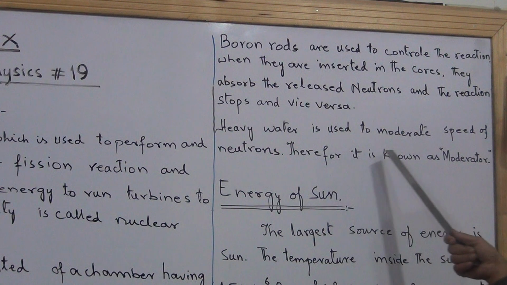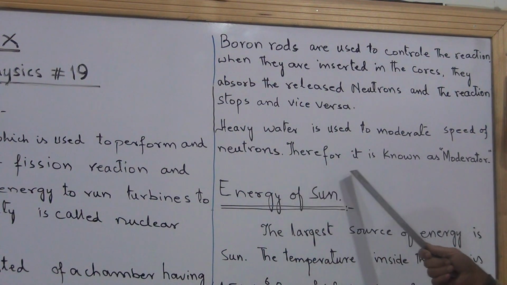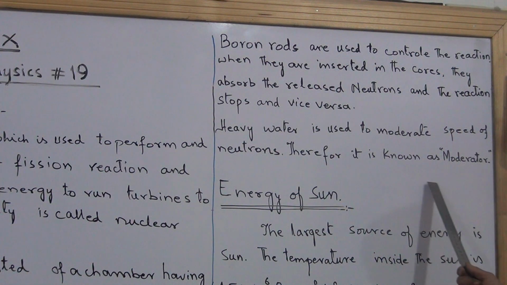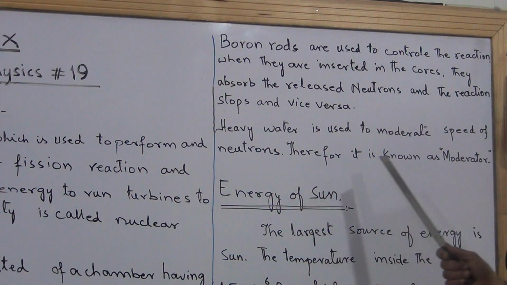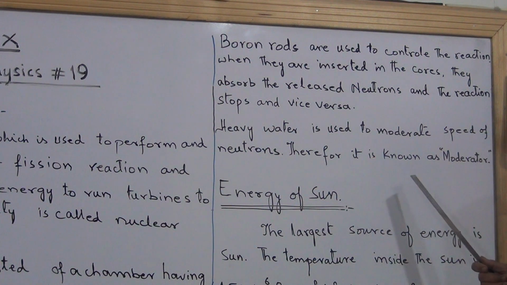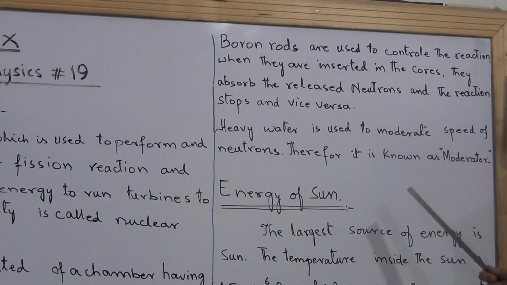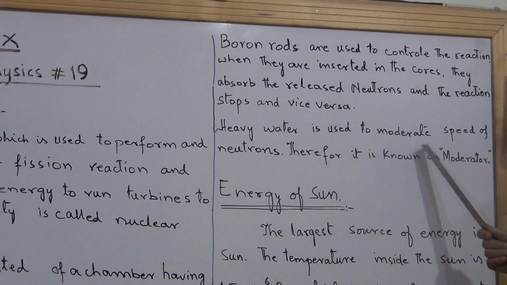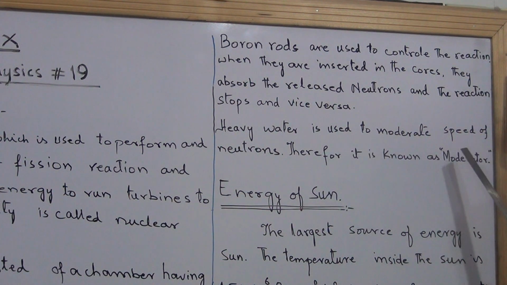Heavy water is used to moderate the speed of neutrons, therefore it is known as a moderator. Means the heavy water is called a moderator because it controls the speed of the neutrons. If you want to release a smaller amount of energy, then you will use a moderator, meaning heavy water, which will slow down the speed of the neutrons.